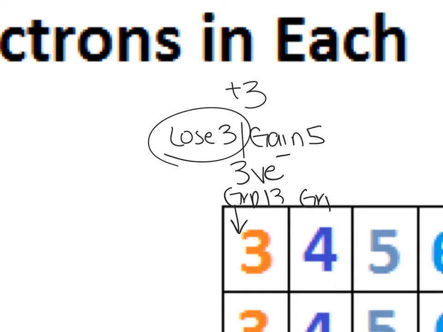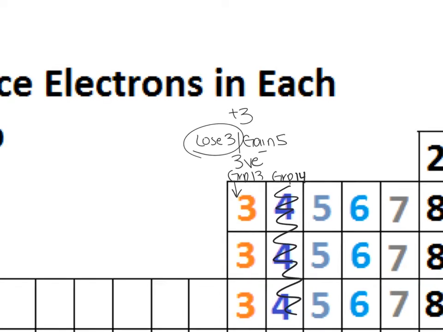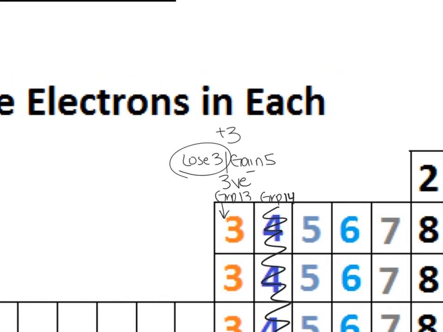Group 14, same deal, has 4 valence electrons. This is where it becomes a little bit trickier. Would you lose 4 or gain 4? Hopefully you know, well, that's kind of the same, I don't know. Our group 14 actually is not going to participate in ionic bonding, so we don't have to worry about a charge for group 14.